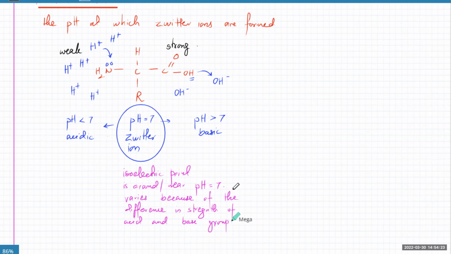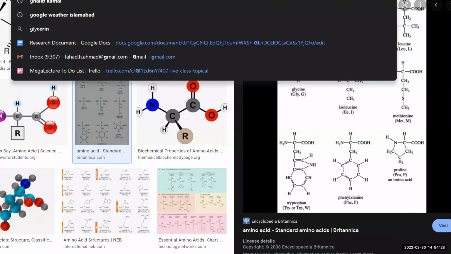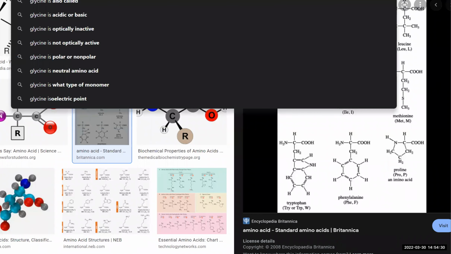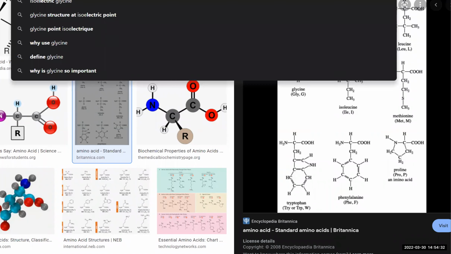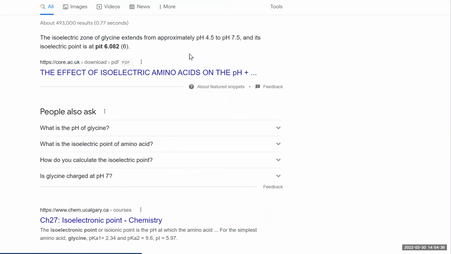तो एक एग्जांपल ले लेते हैं कि let's think of glycine का देख लेते हैं. Glycine isoelectric point. इसके ऊपर मैं बता देता हूँ क्वेश्चन किस तरह का आएगा. I said the isoelectric zone of glycine extends from approximately 4.5 and its isoelectric point is 6.082.